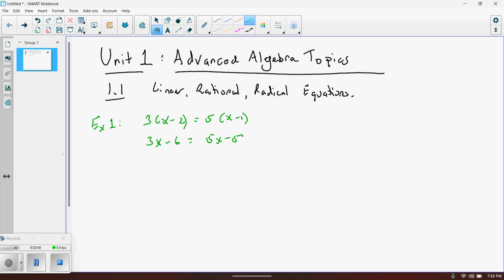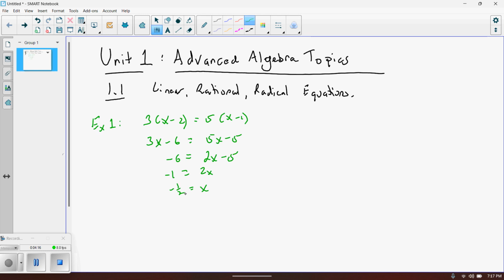Now we've got variables on both sides of the equation, so let's get them all to one side or the other. Does not matter which. So we'll subtract 3x on both sides, leaving negative 6 equals 2x minus 5. We'll add 5 to both sides, which is going to give us negative 1 equals 2x. And then dividing both sides by 2, we get x equals negative 1/2.